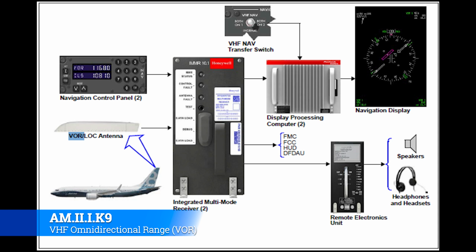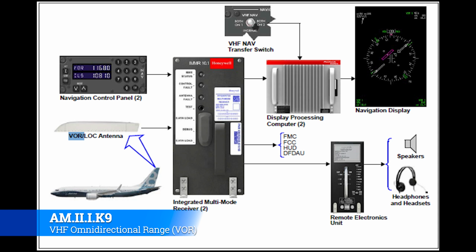There are all kinds of things that multi-mode receiver can do. This is just one of them, but it will basically take the VOR signal in and process it. Now you control the VOR with the nav control panel right there on the top left-hand side of the graphic. You can also control it on the display itself if you so choose.